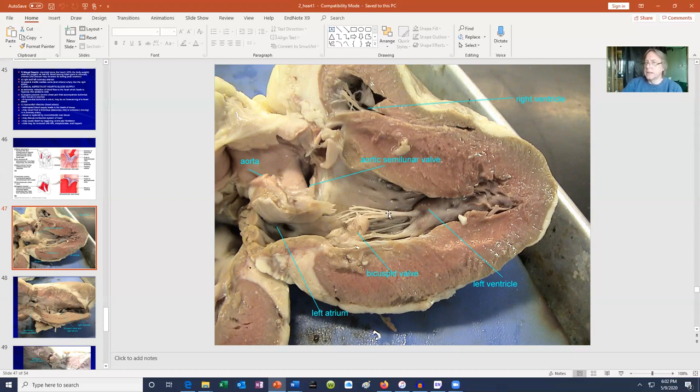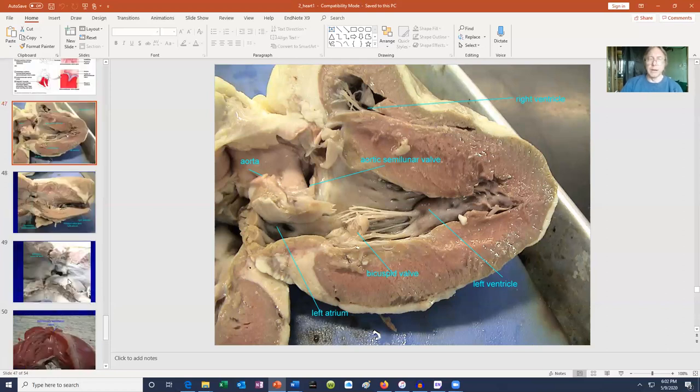So they're over here. This must be a semilunar valve, one that doesn't have an atrium above it and the chordae tendinae. So therefore, it must be the semilunar valve which separates the left ventricle from the aorta. It must be the aortic semilunar valve.